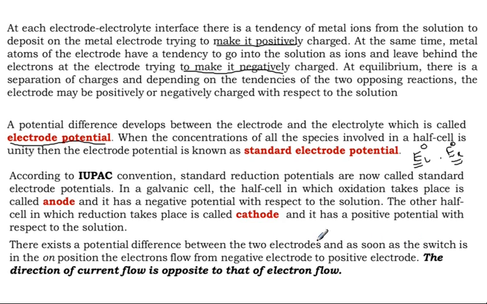As soon as the switch is in the on position, electrons flow from the negatively charged anode towards the positively charged electrode, that is called the cathode. So the electrons travel from anode to cathode, and the current direction is from cathode to anode. So always the direction of electron flow and the direction of electric field are opposite. The direction of current flow is opposite to that of electron flow.